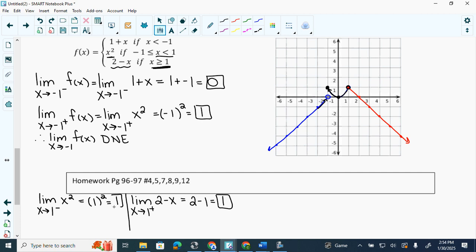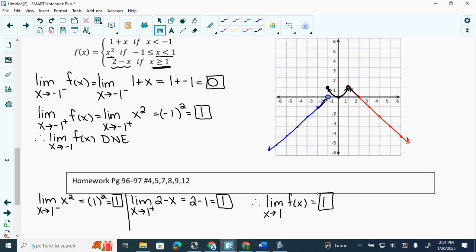They both equal 1. Let's look. From the left, this one's approaching 1. From the right, this one's approaching 1. They both approach 1. So what's the limit as x approaches just 1, not from the right or left? It is 1, because they're both the same answer. So therefore, the limit as x approaches 1 of f of x equals 1. Because they both have the same answer.